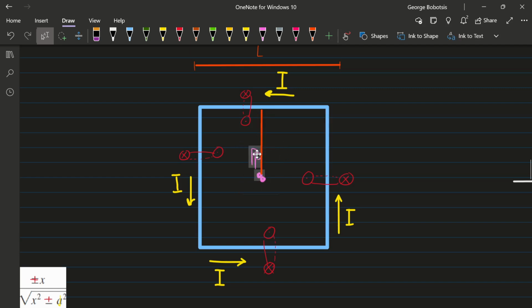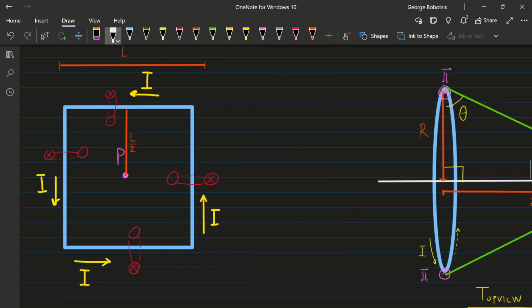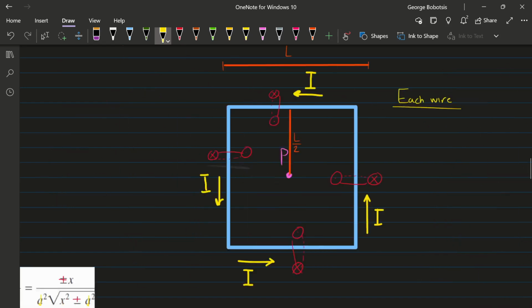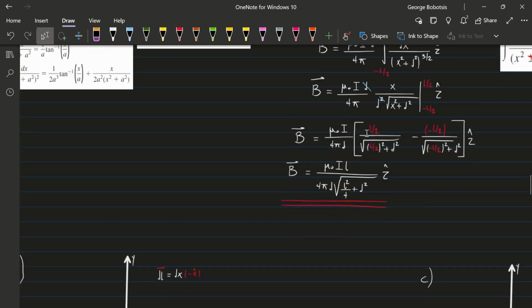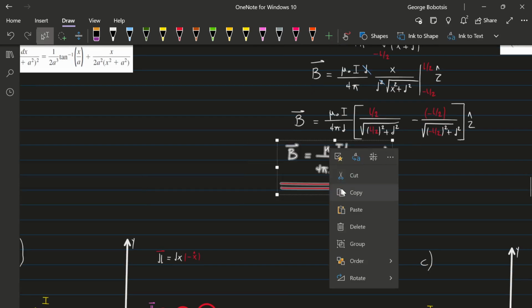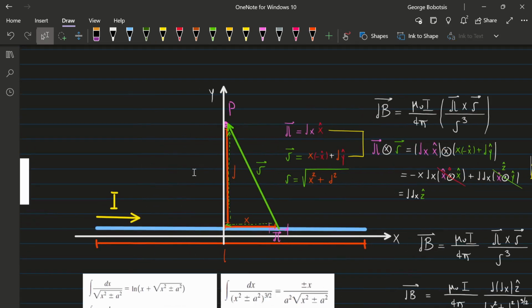Easy peasy lemon squeezy then to find again the magnetic field contribution from each one. So again, I would say here each wire, how much does it contribute, right? Well, bring in Mr. Formula from the left and recycle the result. You see, d represents now L over 2. It's the distance from the middle of the wire segment to the center of the square here.